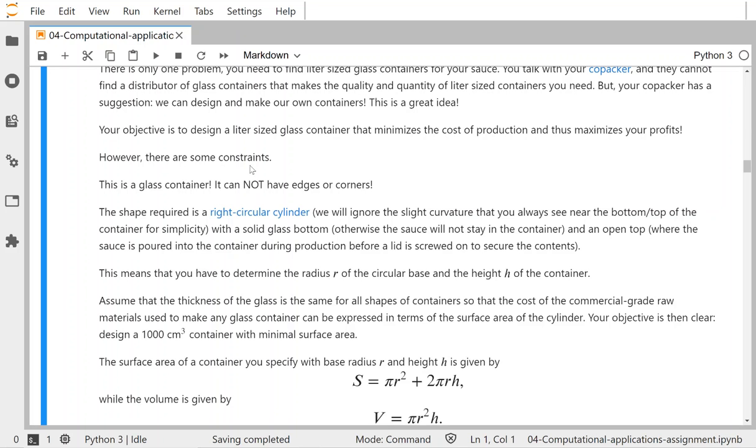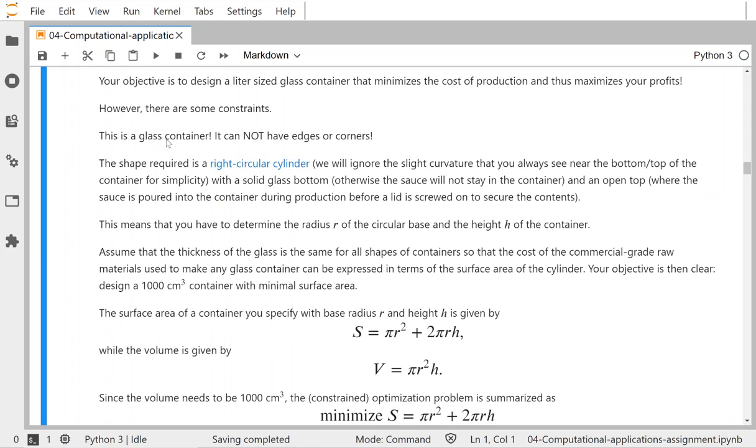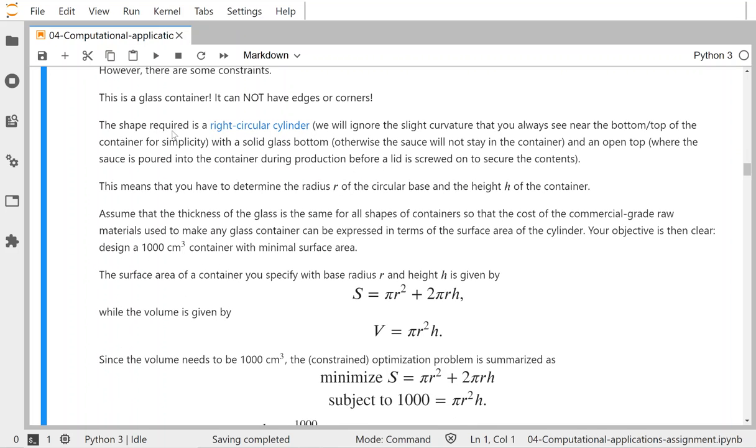However, there are some constraints. This is a glass container. It cannot have edges or corners. That would be ridiculous. The shape required is a right circular cylinder. We will ignore the slight curvature that you always see near the bottom and top of the container for simplicity. This is what we often do in modeling.